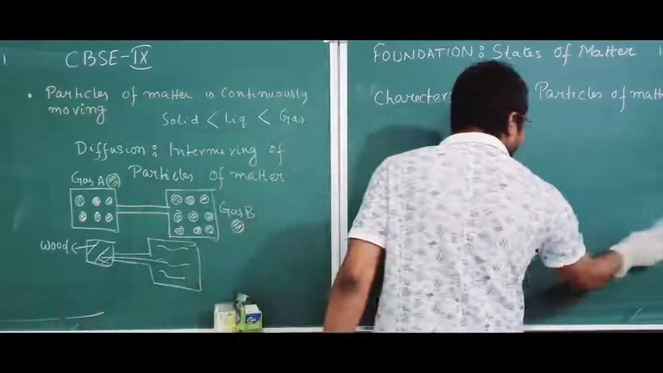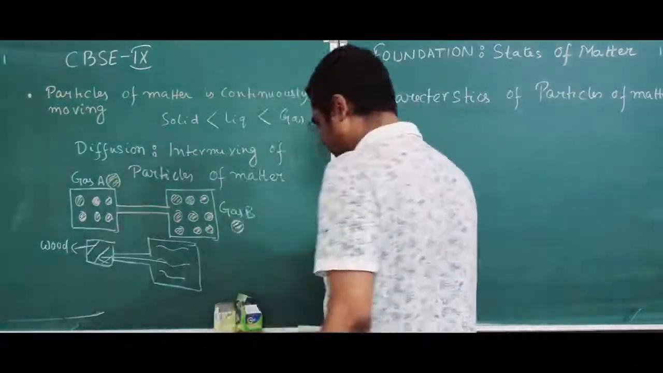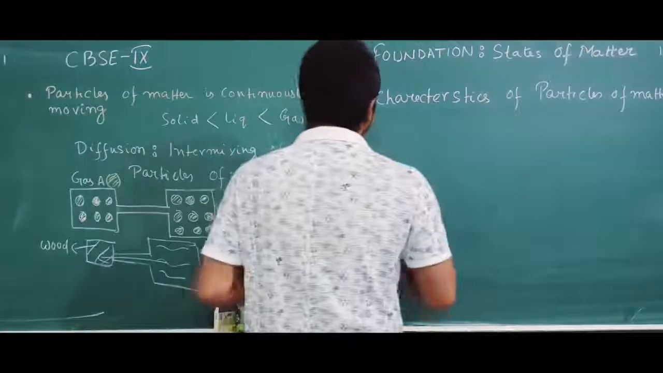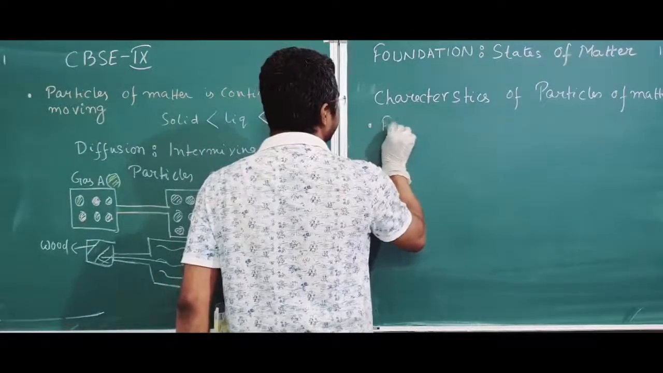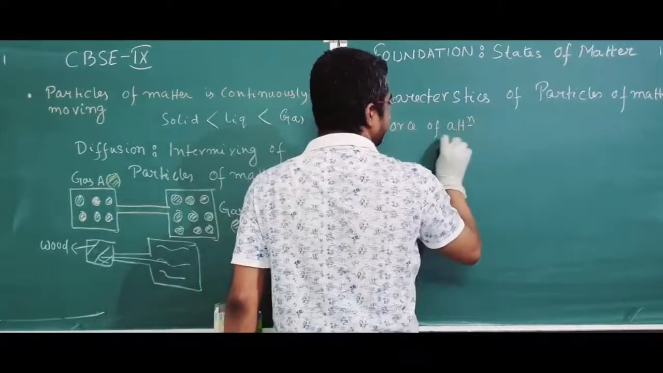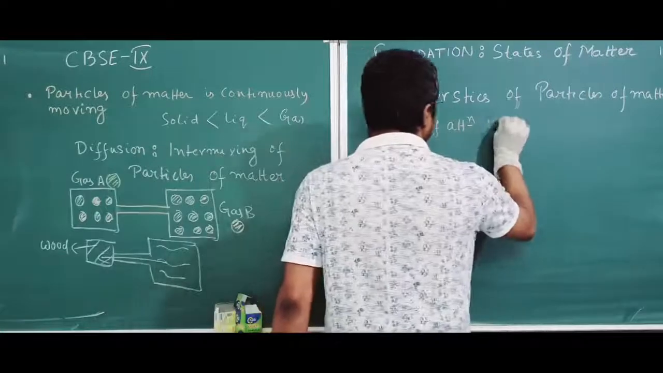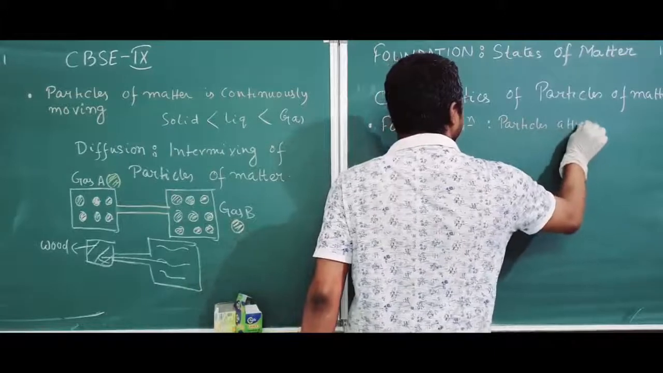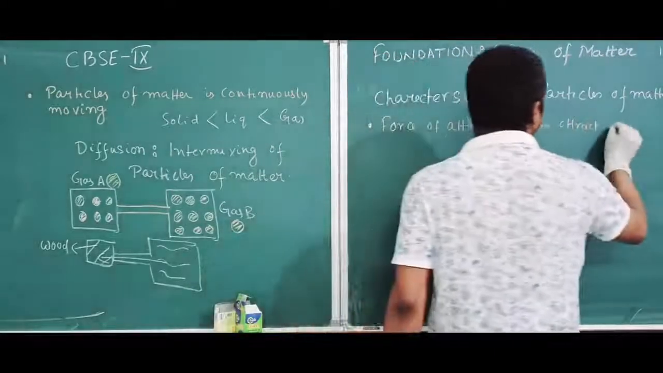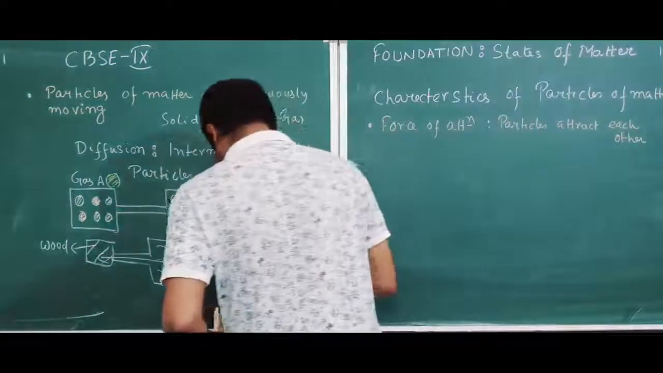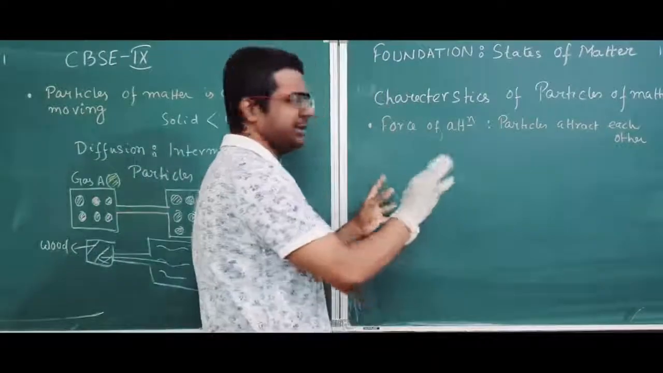So all depends on what? All depends on the force of attraction, right? So our next characteristic is force of attraction. Write the full word: particles attract each other. Okay, so how does this happen?